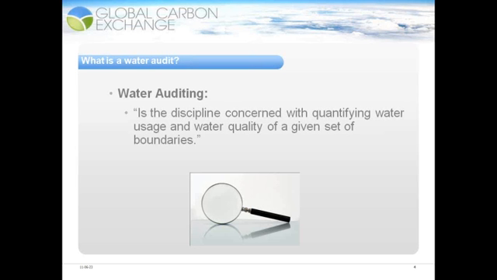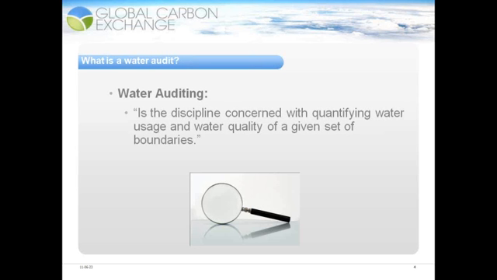So just to have a look at the definition of what water auditing actually is. Water auditing is a discipline concerned with quantifying water usage and water quality of a given set of boundaries. Now, there are two key points to take out of that definition, A being quantifying water usage, so how much water is used by the facility as a whole, and then to break it down to how much water is being used per water usage operation on the site.